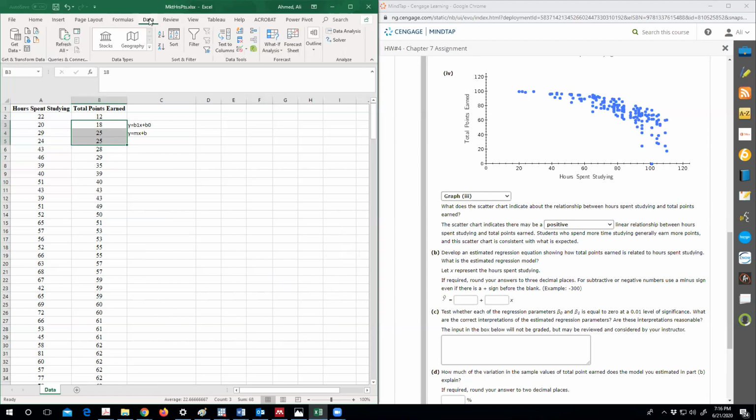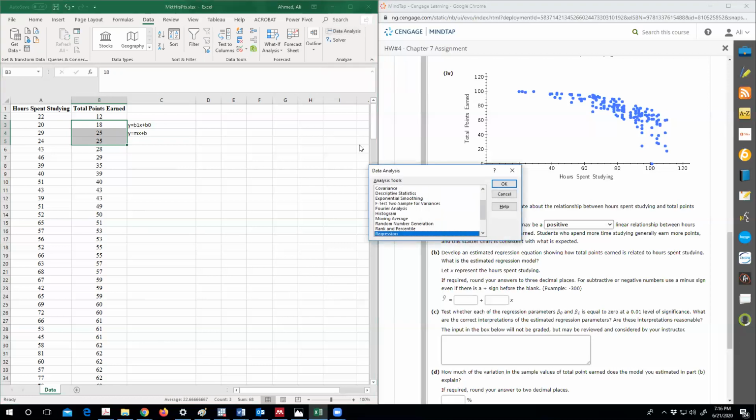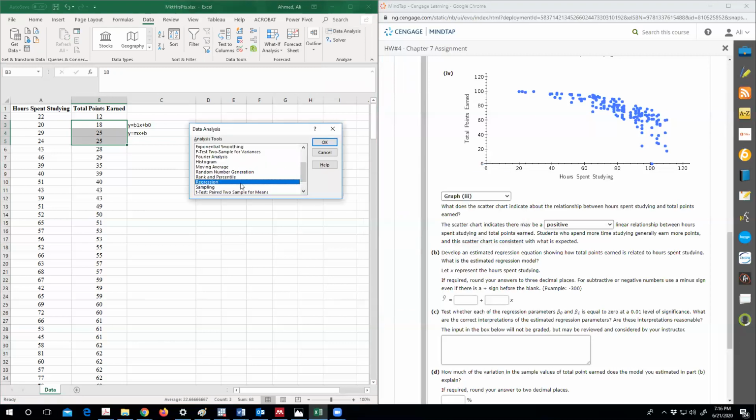We can go to Data, and we can go to Data Analysis. So this is the same thing we opened last week. If you don't have this in your Excel, you have to go to File and Options, and you have to turn on the Data Analysis tab. So you need this tab in your Excel. Once I click this, I have this option, Regression.